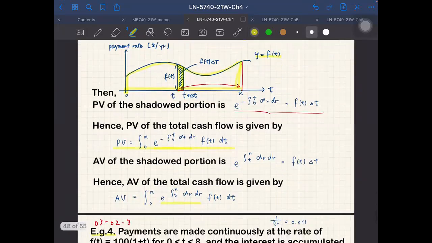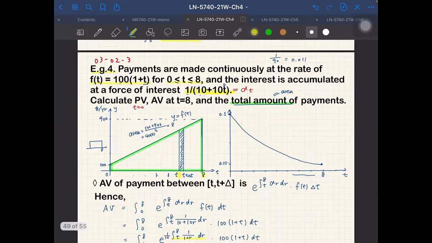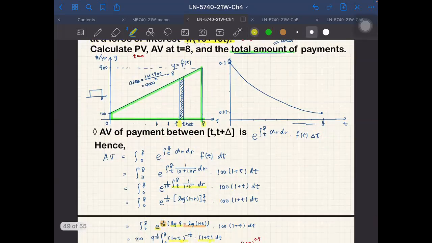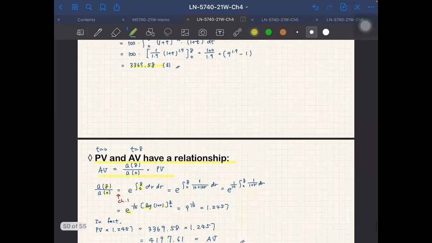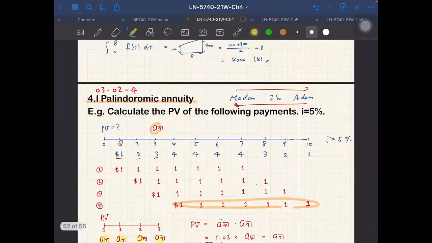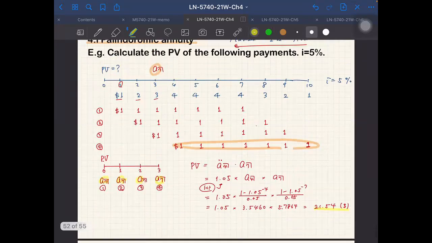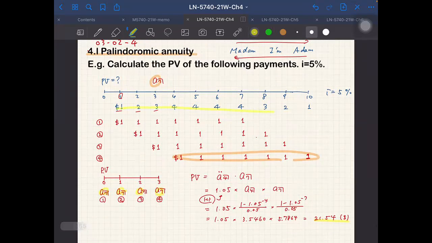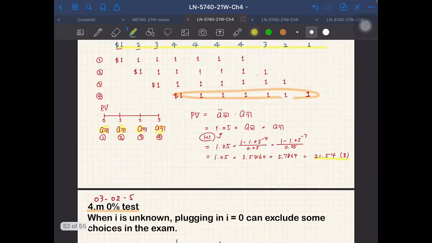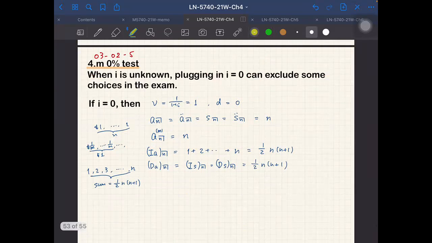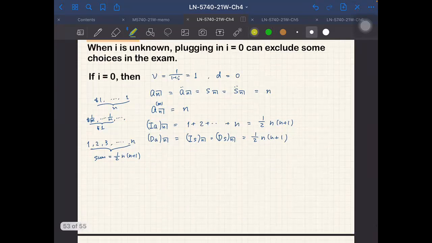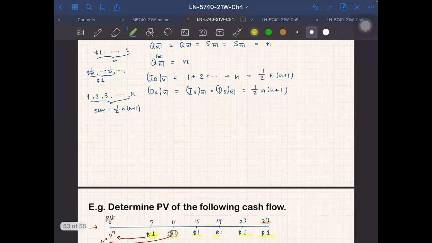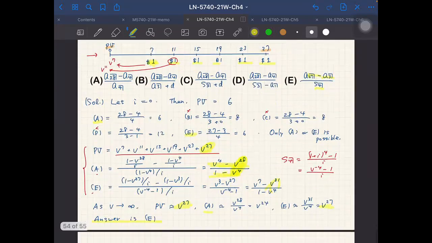Continuous ones are important, but less important in the exam because we have done this in some quizzes. We also have a special case of annuity, the palindromic annuity. This is some technical example. A 0% test may be useful as a test-taking skill, but this exam focuses on more fundamental things, so we skip this kind of technical thing.